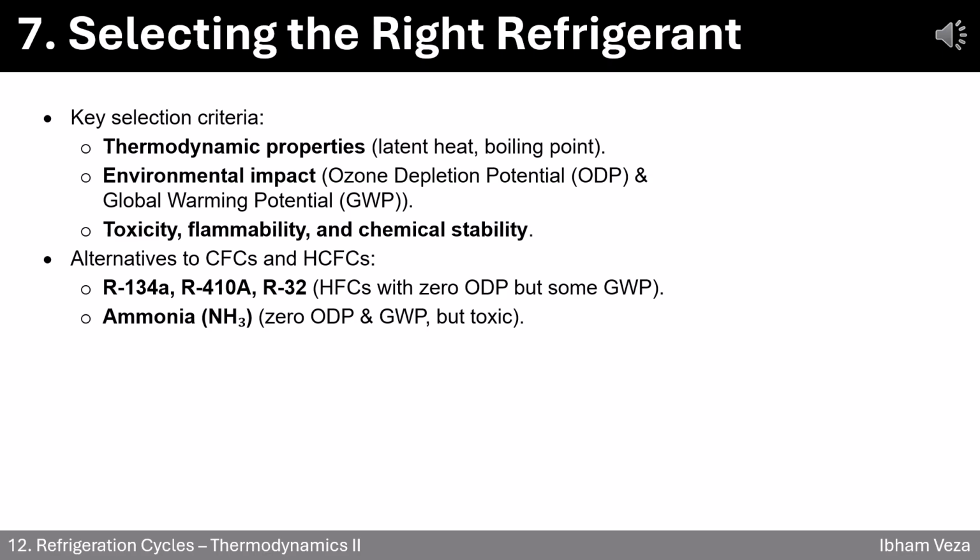So we now use HFCs like R134A, R410A, and R32, which have zero ozone depletion, but they still contribute to global warming. Then there's toxicity and flammability. Ammonia is super efficient and environmentally friendly, but can be dangerous. Your job? Select refrigerants that give you performance without compromising safety or sustainability.